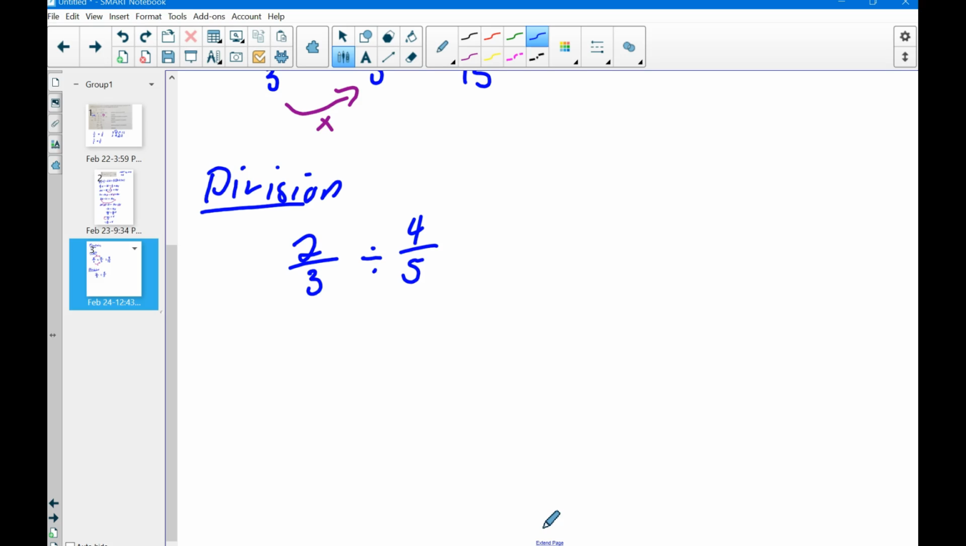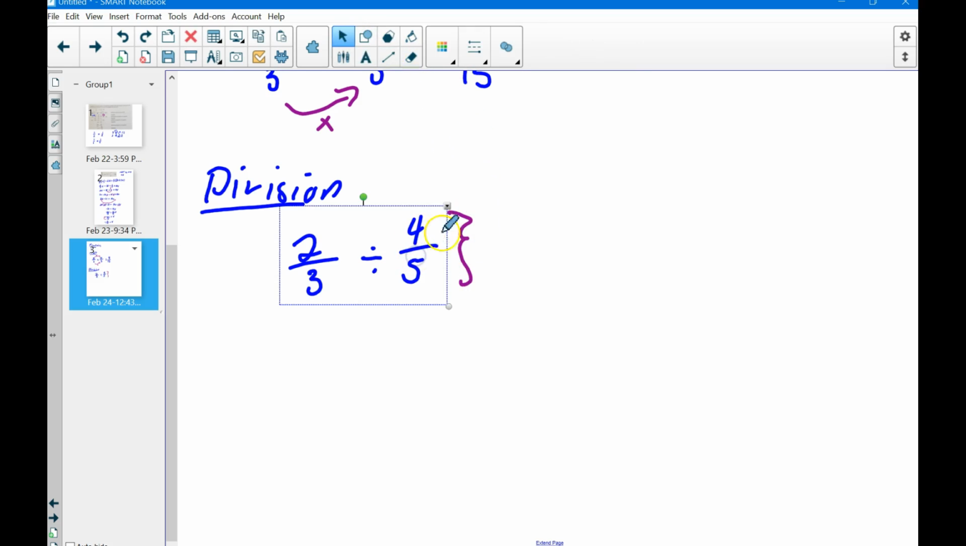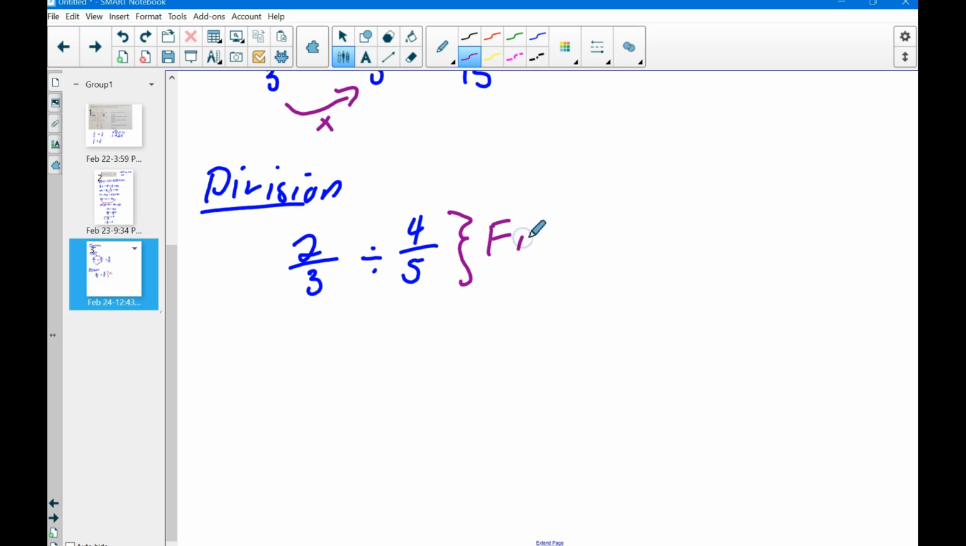Well, not so much when you think about it, because we already know multiplication is really easy. So we just take the 4 over 5 and flip it. Like this. I like to do this because I can. So flip it. What I mean by that, it means take the reciprocal. I use small words instead of big words. Big words are crazy, so take the reciprocal or just simply flip it upside down.